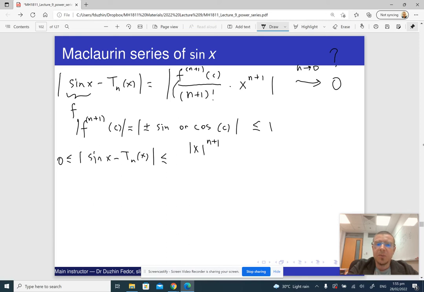Now I'm just replacing this derivative term with 1, because it's either sine or cosine or minus sine or minus cosine, and in any case its absolute value is less than or equal to 1, divided by (n plus 1) factorial. And now we can apply the squeeze theorem. Basically this goes to 0, this goes to 0, which means that whatever is in between also goes to 0.